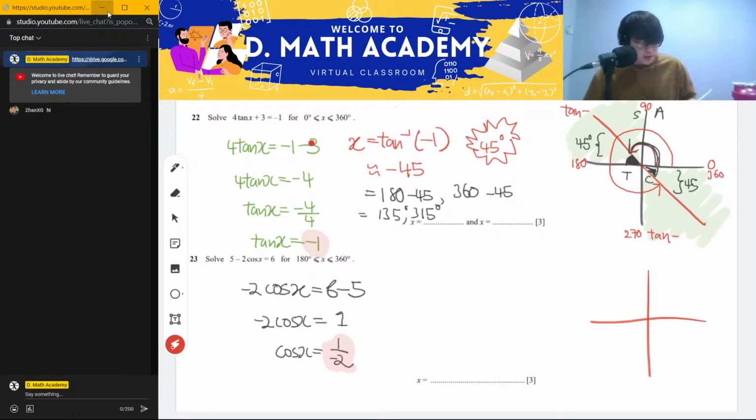Cosine is negative here, so you must know that negative means that they were referring to the second and third quadrant. So these are the parts where cosine is negative. So when you key in your calculator, x equals cosine inverse of negative 1 over 2.